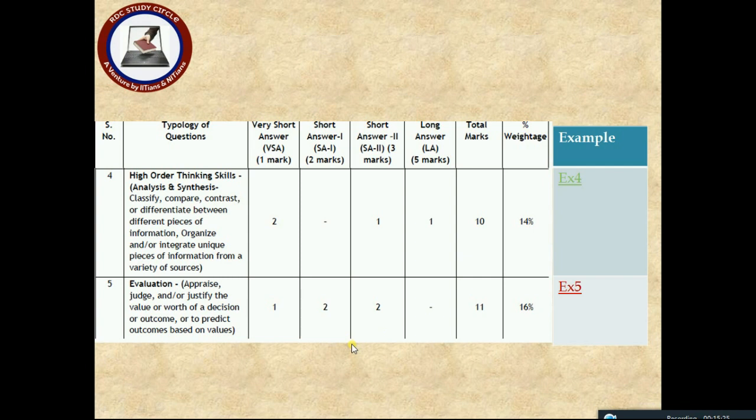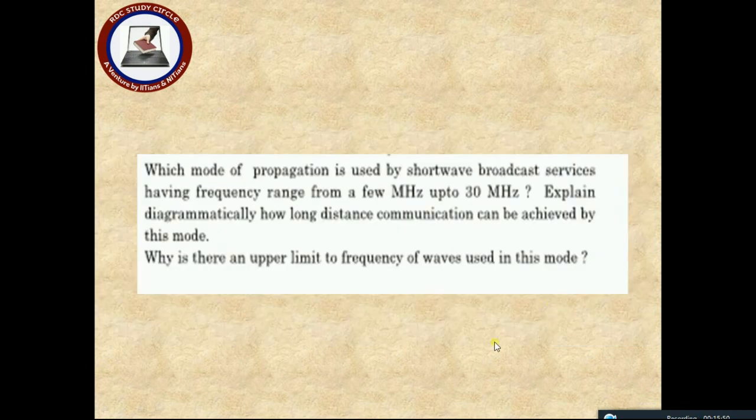And the fifth category of question is based on evaluation ability, where the capacity to appraise, judge, or to justify the value or worth of a decision or outcome, or to predict outcome based on values is tested, and the weightage of such questions is 16% in the final examination. So let's see an example: which mode of propagation is used by a short wave broadcast service having frequency range from a few megahertz up to 30 megahertz? Explain diagrammatically how long distance communication can be achieved by this mode. Why is there an upper limit to the frequency of wave used in this mode? Here the judging capacity of a student is tested in this question.